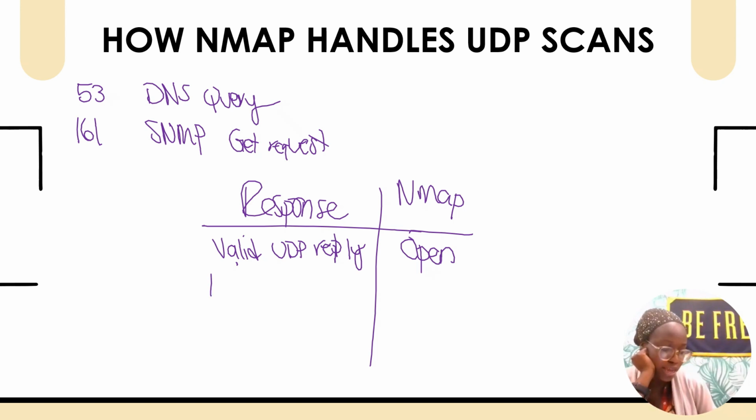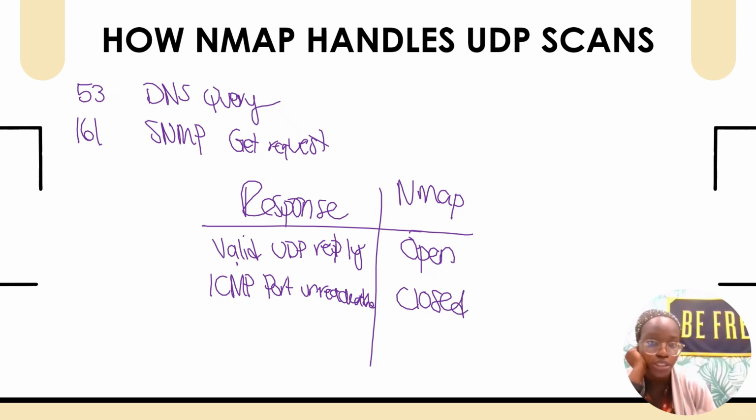But let's say you get an ICMP port unreachable, right? That type 3, code 3. Nmap is going to consider this port to be closed. If it doesn't get any response at all, it's going to say open, but kind of with a question mark. We're not really too sure about that, okay?